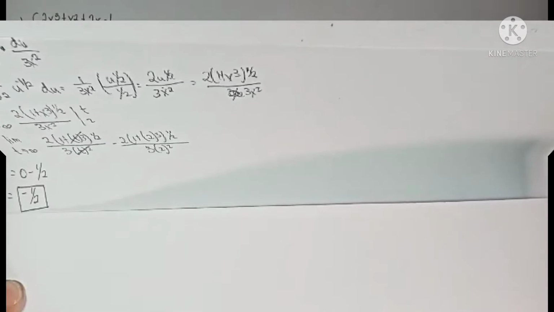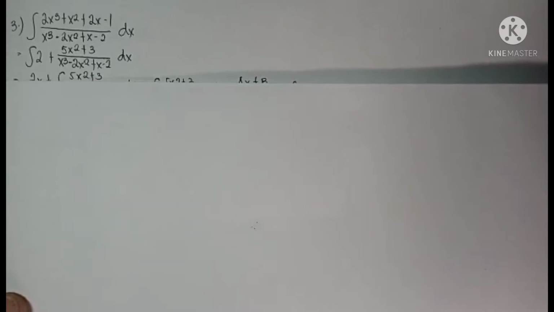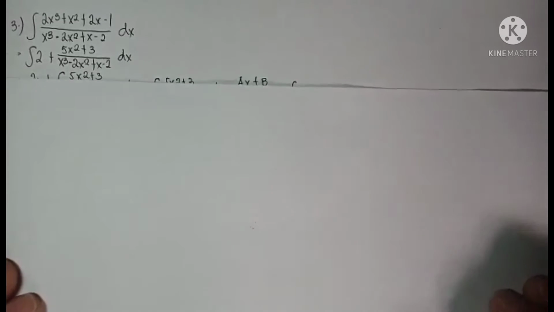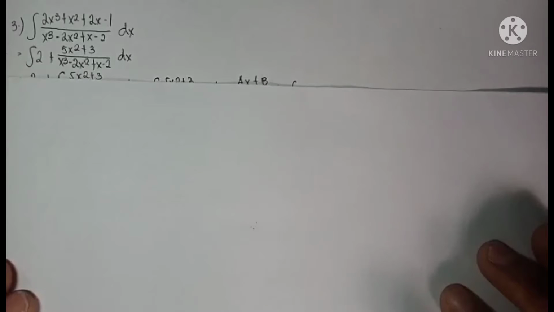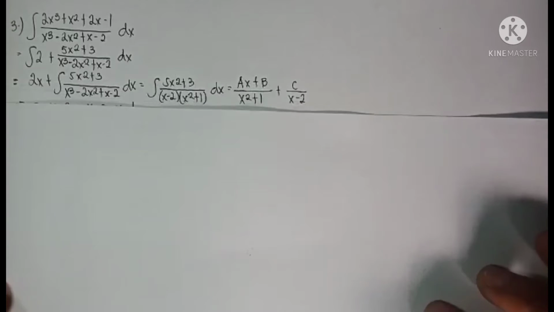That's our final answer. So, ang given naman natin, number 3 is the integral of 2x cubed plus x squared plus 2x minus 1 all over x cubed minus 2x squared plus x minus 2 dx. So, integral of 2 plus 5x squared plus 3 all over x cubed minus 2x squared plus x minus 2 dx.